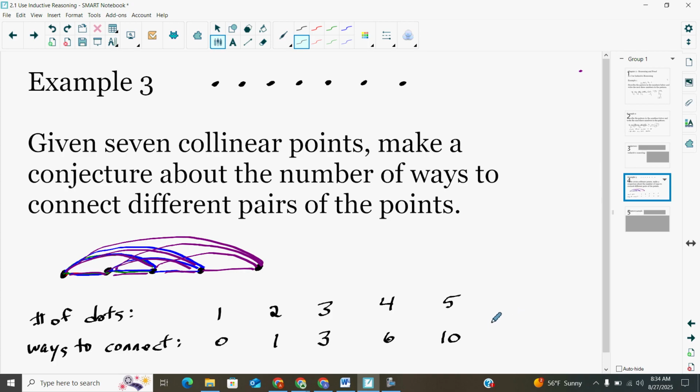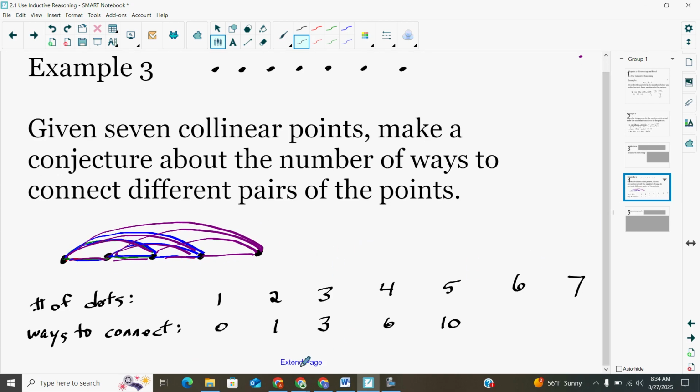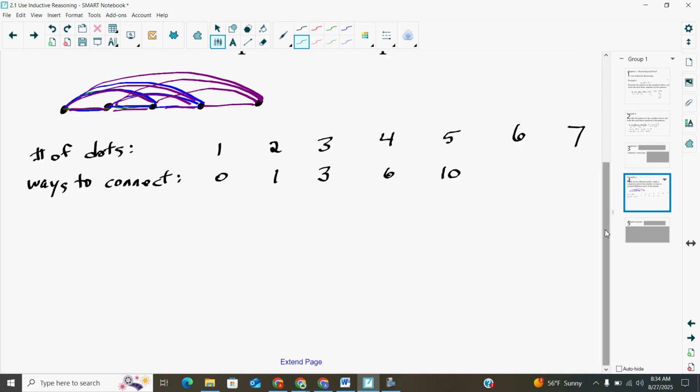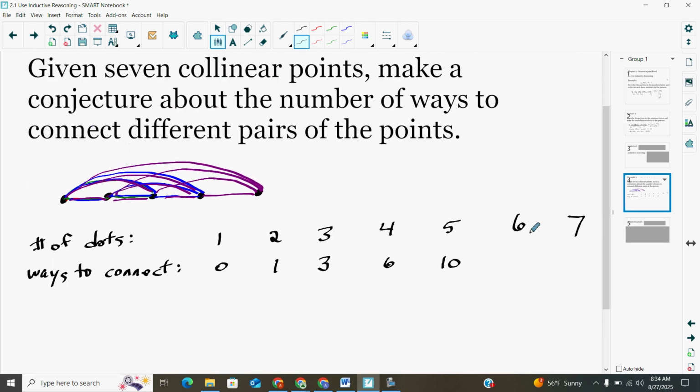So we want to come up with a conjecture on how this pattern is working and then use that for the specific case of 7. We don't want to have to go through and draw 7 and count them all up. We want to use our conjecture to figure out how many different ways there would be to connect the 7 dots. So with 1 dot, there's no ways. 2 has 1, 3 has 3, 4 has 6, 5 has 10. Let's think through what our pattern is here.